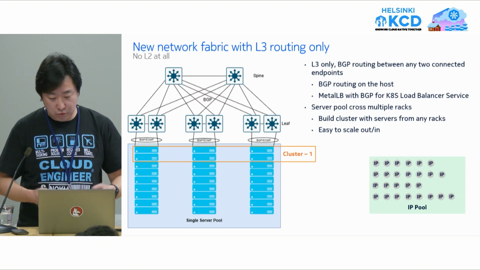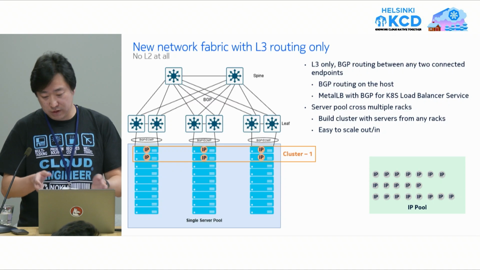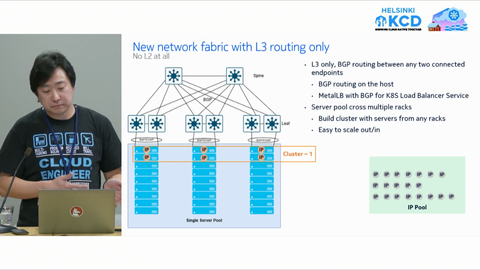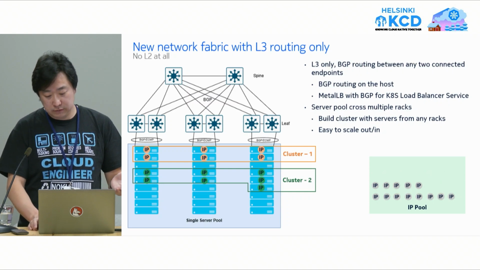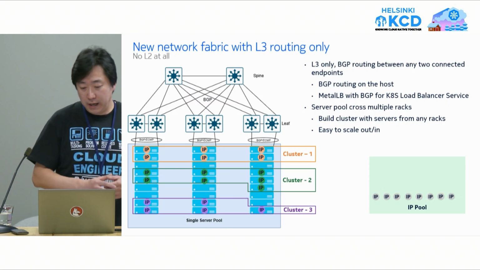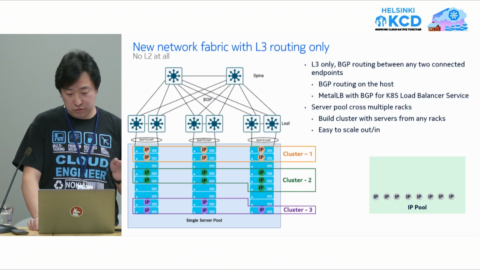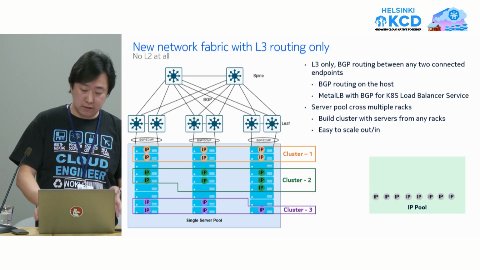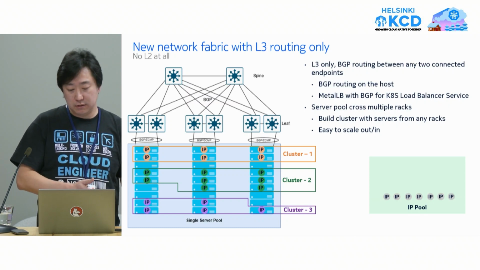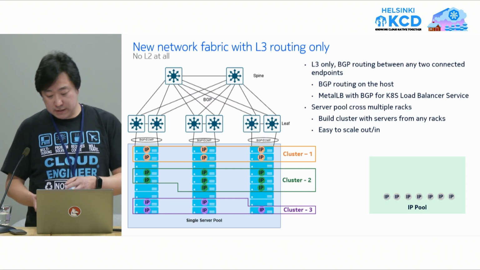For example, we can create a cluster taking servers from any rack and also allocate IP from the IP pool for every server. Do similar thing for next cluster and for the third. And the scaling becomes also easy. If we, for example, want to add a new server to cluster 2, we just allocate one server to the cluster and allocate one IP to it. That's it.